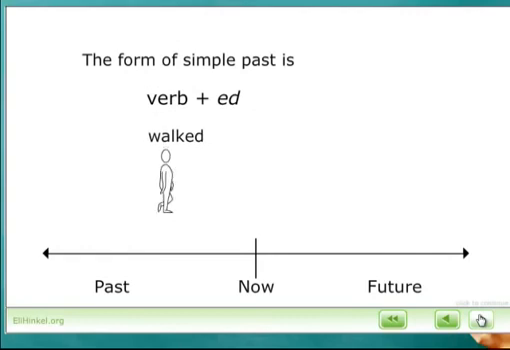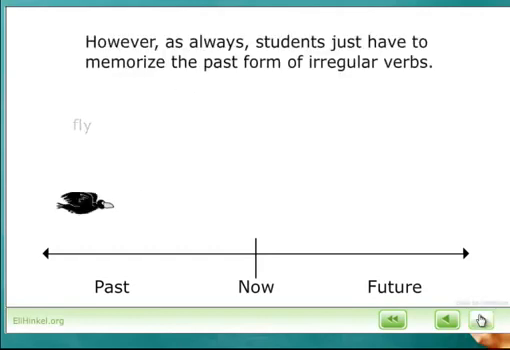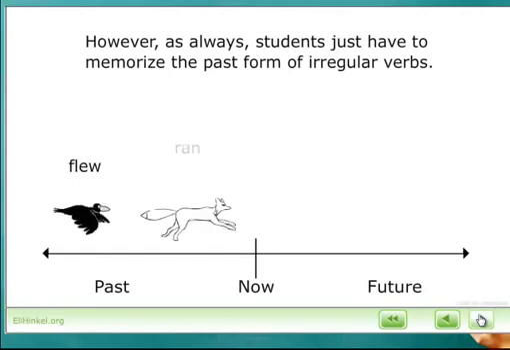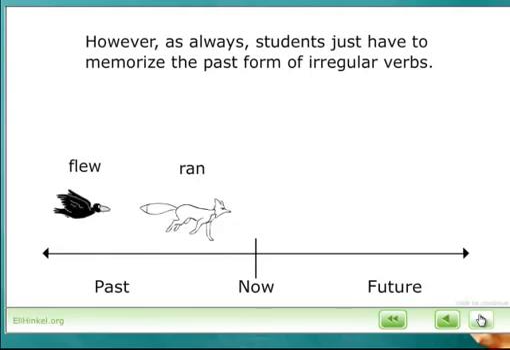The form of simple past is the verb plus ed. Like you see here, walk plus ed is walked. But we always have those stubborn irregular verbs that make things a little bit more confusing, like fly and the past tense of fly, flew. We are not going to say flied. He flew. The bird flew. Same with run. The past tense of run is not runned, but ran. These are what we call irregular verbs. So really no way around it except to memorize them.